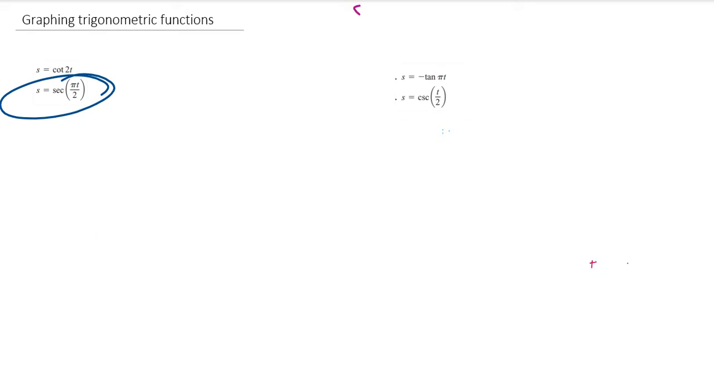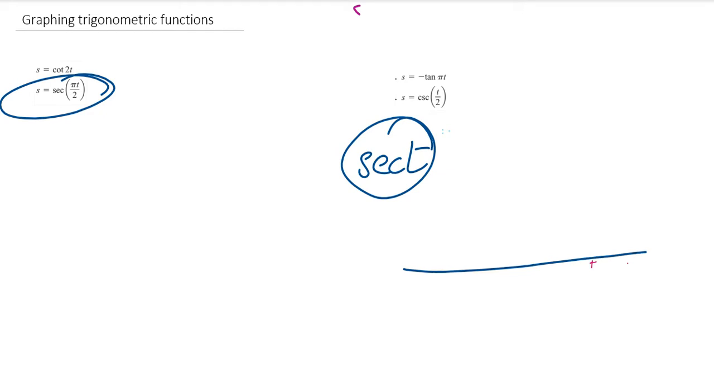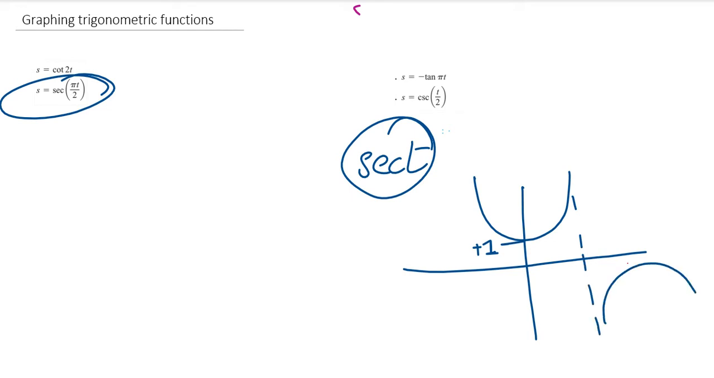Okay, so first of all, what we need to discuss is the original graph of secant t. It's a bit of this type. It starts from +1, and again starts from -1.